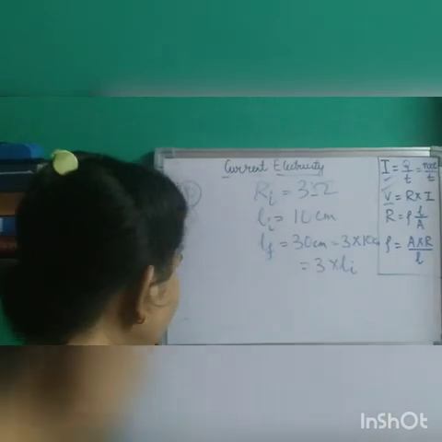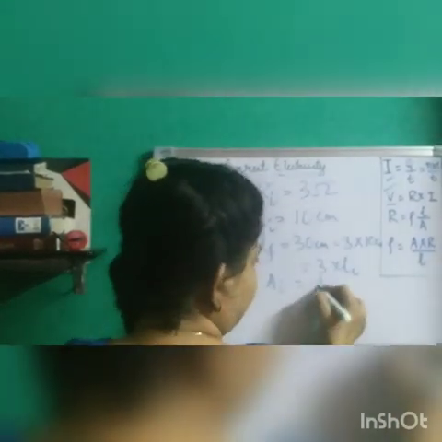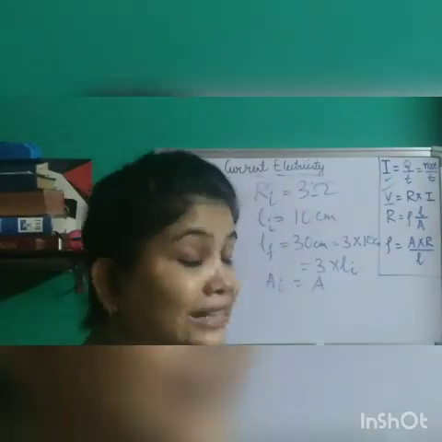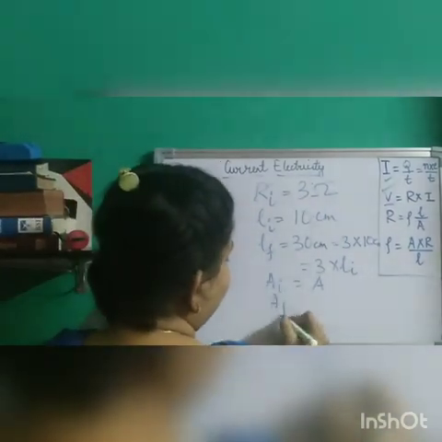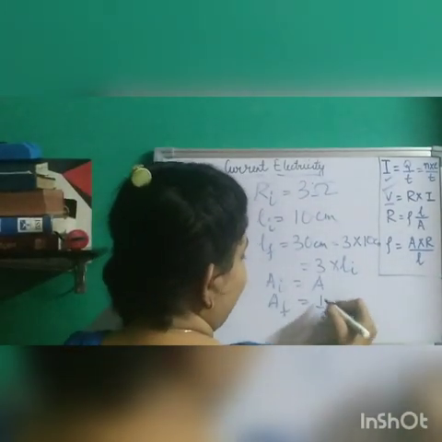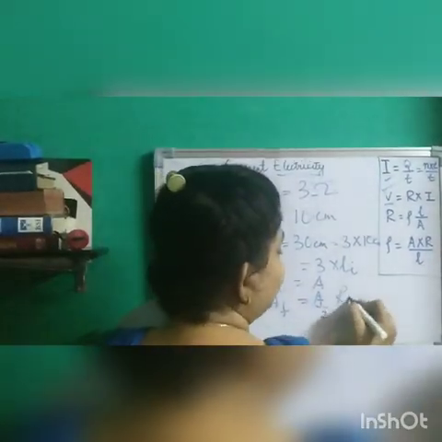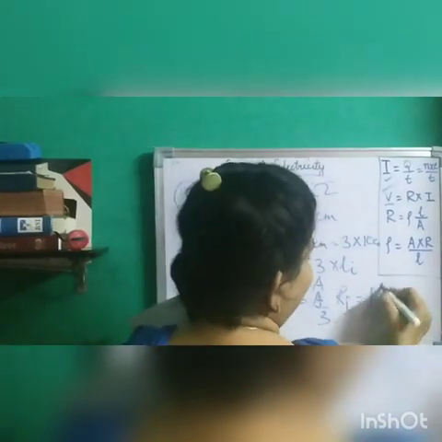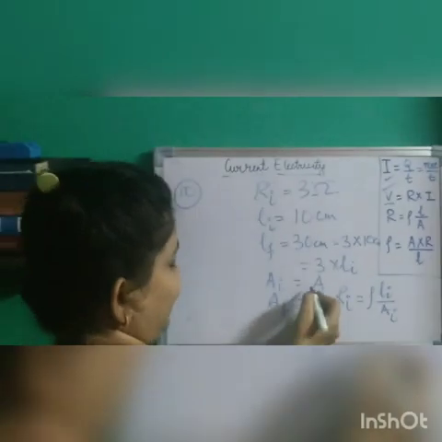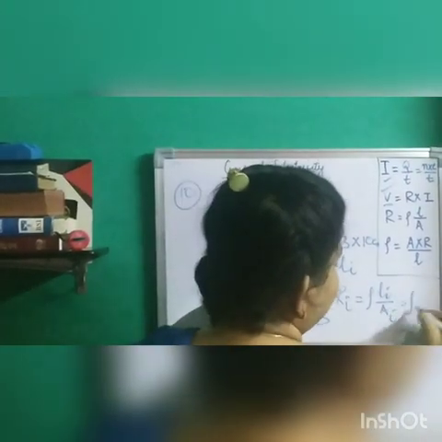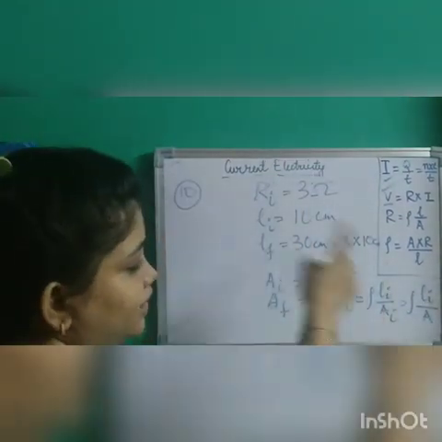Now what is the initial area? Let us take the initial area as A. As the length is becoming thrice, area will become 1/3. So the final area will be A by 3. Okay students, now what will Ri be equal to? It will be equal to rho Li by Ai. What is Ai? A. So it becomes rho Li by A. That is the initial resistance.